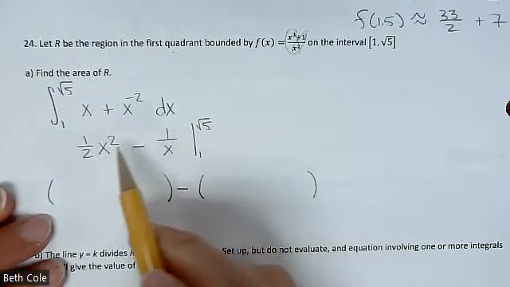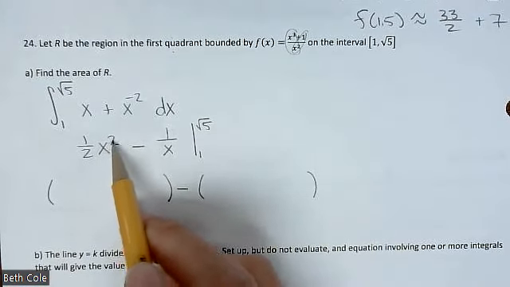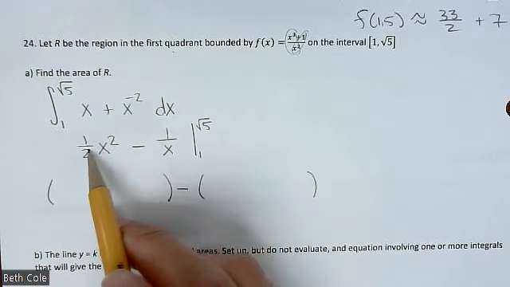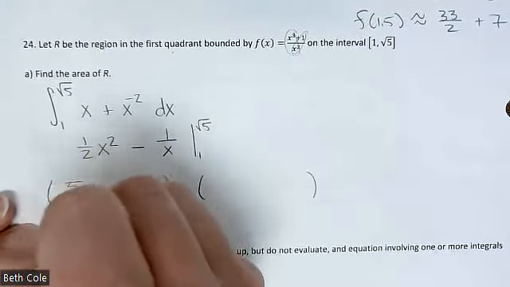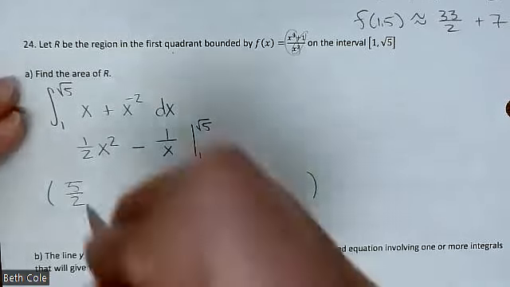So we're going to plug in square root of 5. Now square root of 5 squared would just be 5, times a half would be 5 halves. But again, because it's free response, you can technically write 1/2 times square root of 5 squared. You don't have to simplify it down. I just don't like to write that much, right?